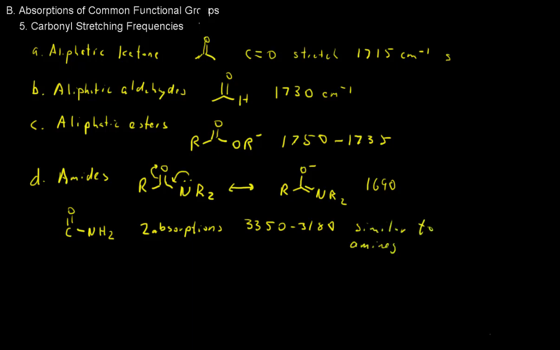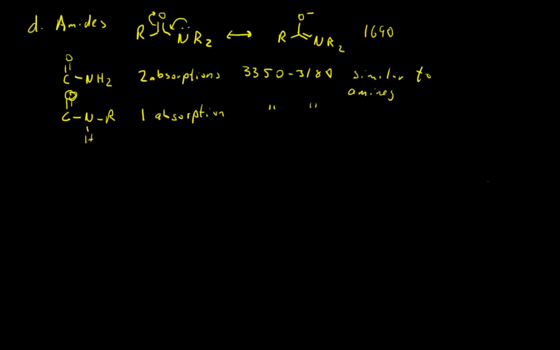If you have a secondary amide, you'll see just one absorption in that same region. So bear in mind, if you have hydrogens on the amide nitrogen, you see amine-like absorptions in addition to the carbonyl stretching frequency at 1690. Carboxylic acids are particularly diagnostic, so much so that I'll demonstrate what that looks like on our spectrum above.